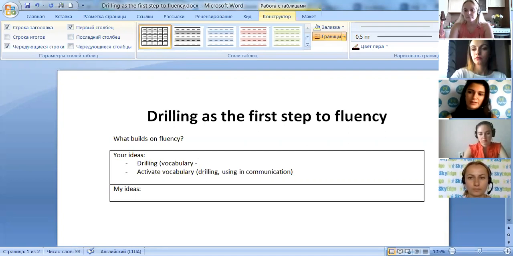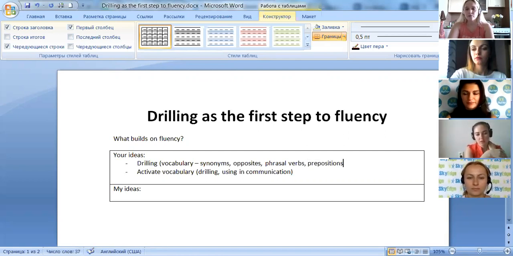Synonyms, antonyms, like finding the opposites of the words, for example. Synonyms, opposites. Yeah. What else? Phrasal verbs as well. There are difficulties with them quite often. Okay. What else? Prepositions, maybe. Like the verbs with prepositions.